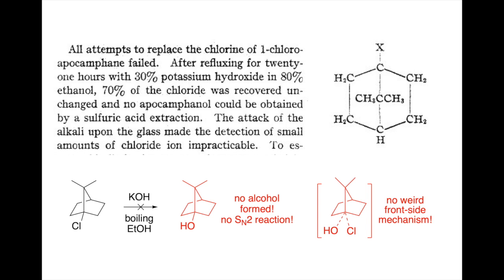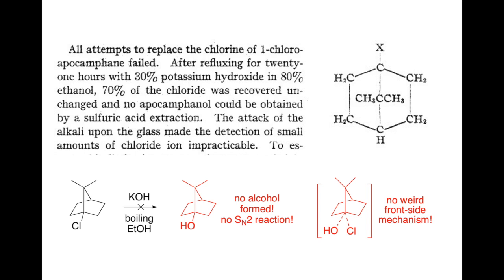Okay, let's go to the paper. So they make the chlorine by a different mechanism entirely, and then they reflux it in potassium hydroxide in ethanol. So this is hardcore base, boiling water, boiling ethanol, very, very harsh conditions. Most other SN2 reactions would go very quickly under those conditions. Here, they don't see anything. They recover starting material and tar.